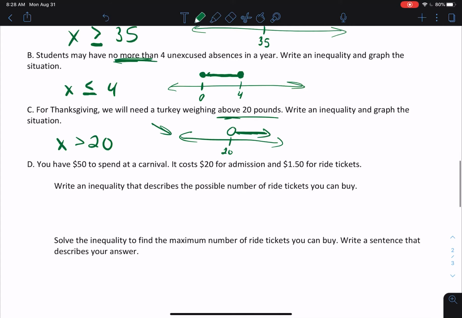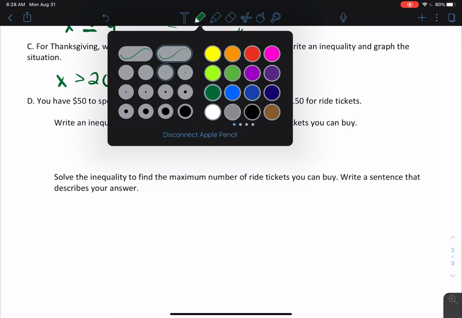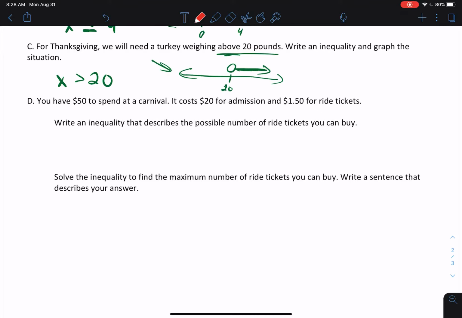Okay? Now let's do a little bit of algebra with this. Let's up the ante. You have $50 to spend at a carnival. Okay, so this is the max amount you can spend. All right? It costs $20 for admission and $1.50 for ride tickets. So $20 for admission. This is a one-time fee. $1.50 for ride tickets. This is a recurring fee.